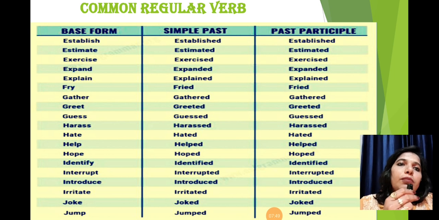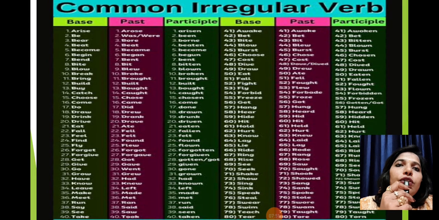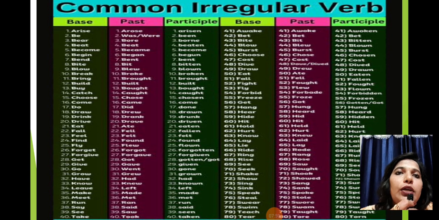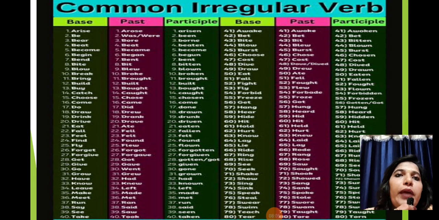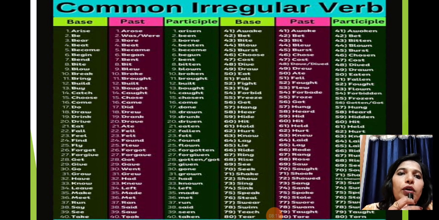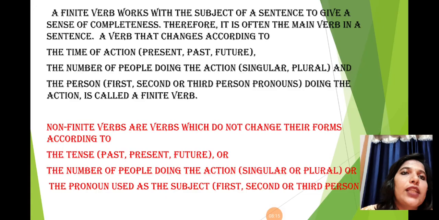Let's study the irregulars. You can see many examples of irregulars: arise, arose, arisen; be, was, were, been; beat, beat, beaten; become, became, become; bend, bent, bent; bite, bit, bitten, likewise. Okay, so just pause the video and read it later on. Let's move to the next slide.